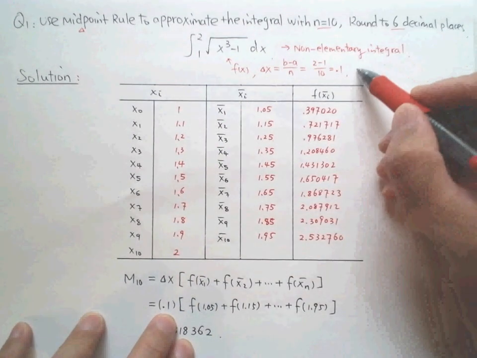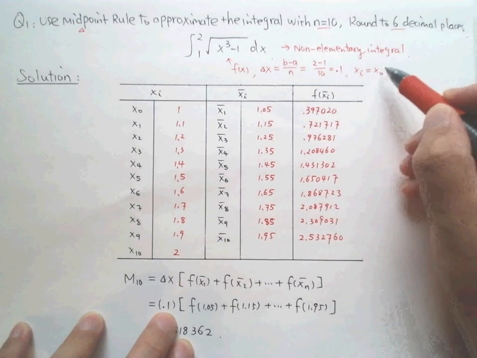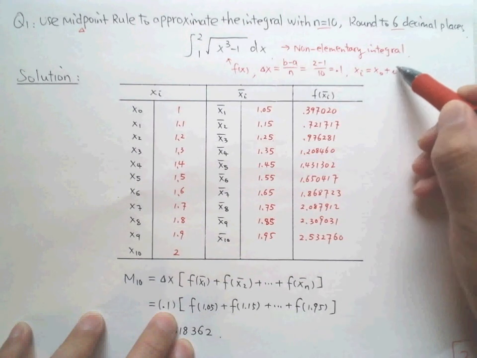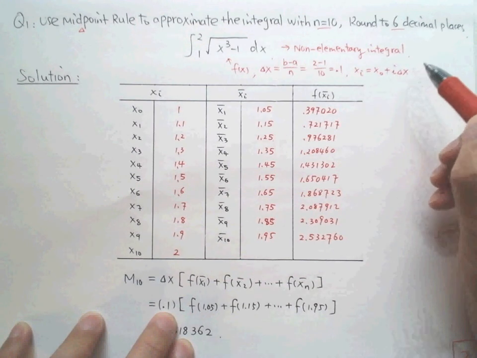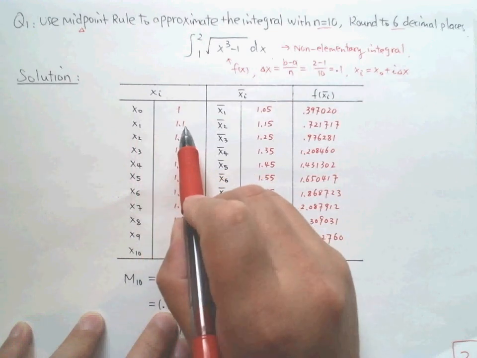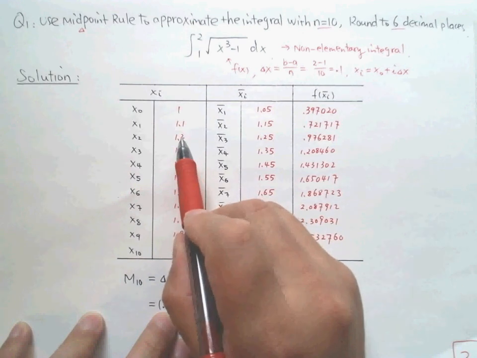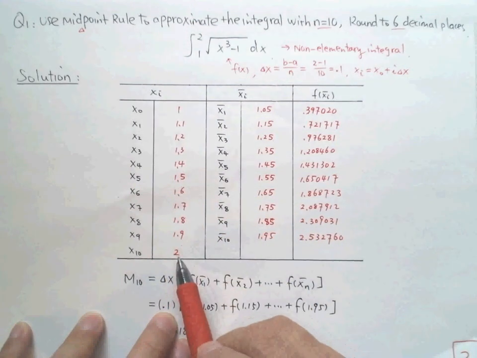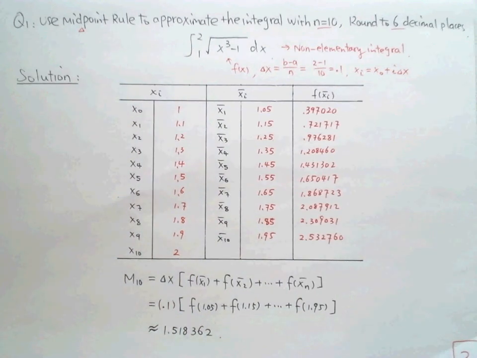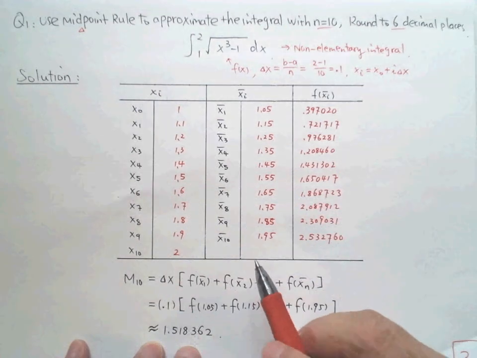We have a formula to remember. xi equals x0, which is 1, a, right? And then plus i times delta x. That means the first x0 is 1, and then plus delta x, so 0.1, and then plus delta x gives 1.2, 1.3, that goes to the last endpoint x10, which is 2. You can easily figure out this term.